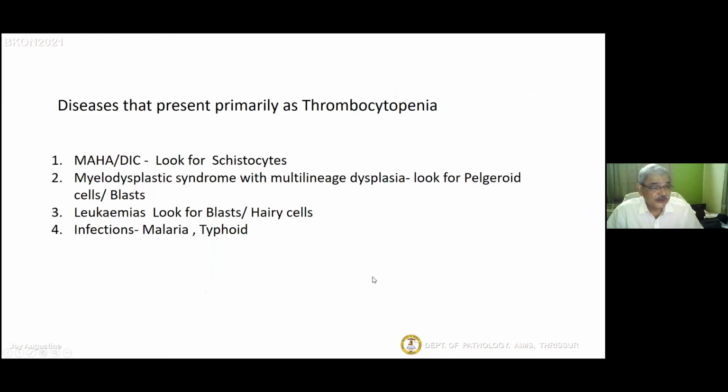Now, just remember a few things. Diseases which primarily present as thrombocytopenia: microangiopathic hemolytic anemia, DIC. If you suspect that, look for schistocytes. If you suspect myelodysplastic syndrome, look for pelgeroid cells, blast cells, and of course you can look for the anisocytosis of the platelets and the anisochromia in the platelets. If thrombocytopenia is likely clinically a leukemia, look for blasts. And don't forget the hairy cells, because these may be very few. And of course, don't forget infection, particularly falciparum malaria, and of course, typhoid fever.